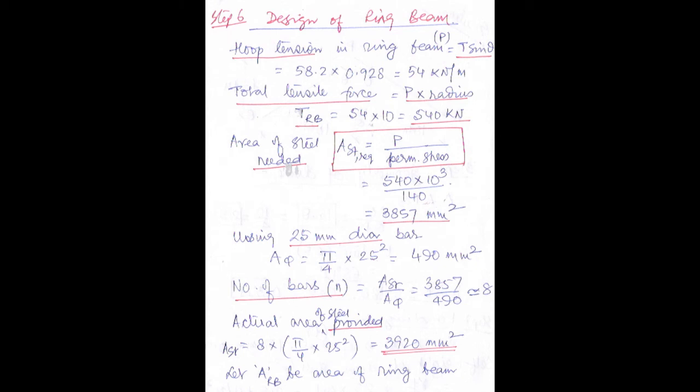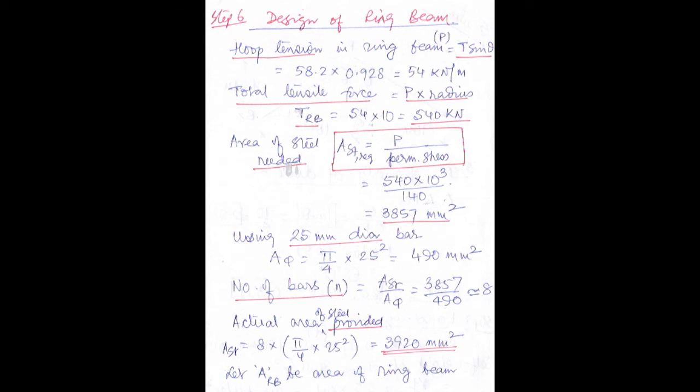Okay, now the total tensile force, how can we find this force? The hoop tension we have found multiplied by the radius. See, P we have found out, hoop tension is per meter length. Now if we want to find the total force, we have to multiply it by the radius value. So T_RB, the total tensile force, will be P, that is the tension, multiplied by the radius. Radius is what? See, this is a 20 meter diameter room. So what will be the radius? 20 by 2, that is 10. So that gives us 540 kilonewton.